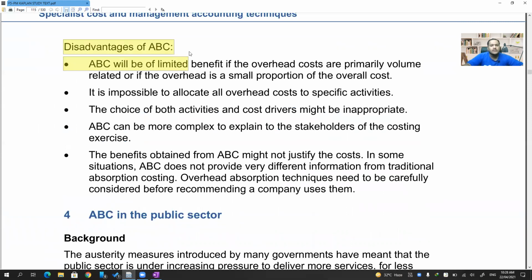In case of disadvantages, ABC will be of limited benefit if the overhead costs are primarily volume related, or if the overheads are very small in proportion to the overall cost. Sir, we already know this factor, right? We already know this fact.